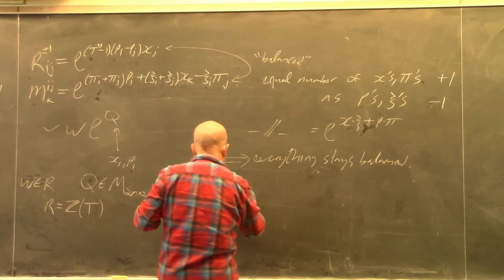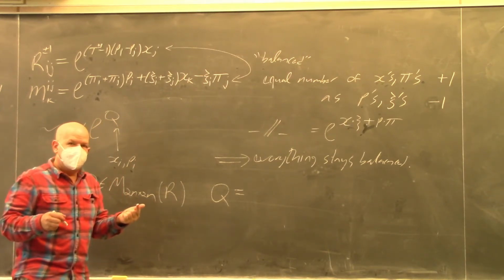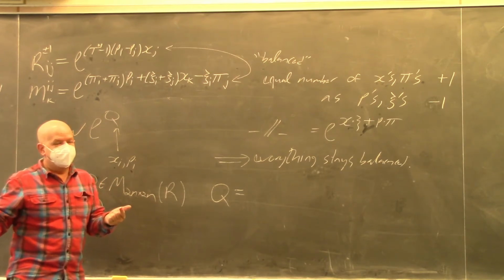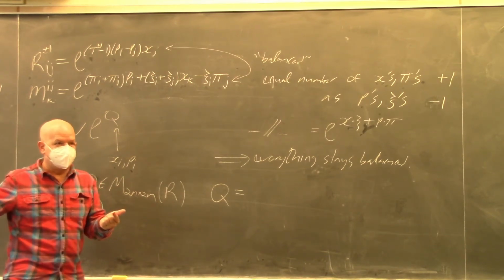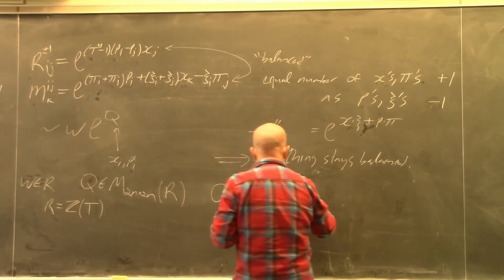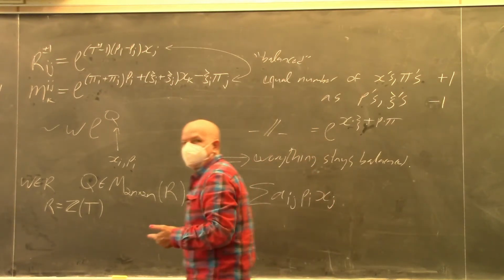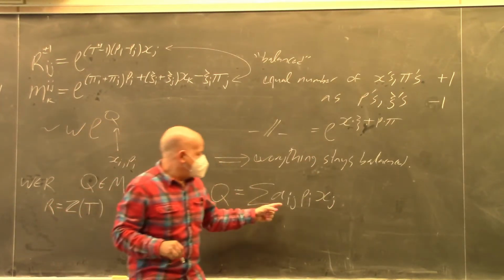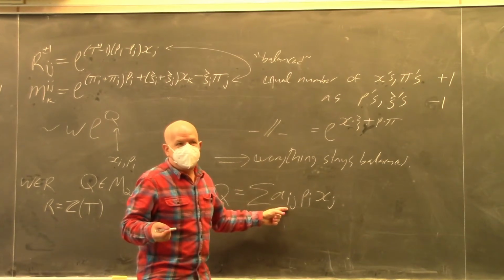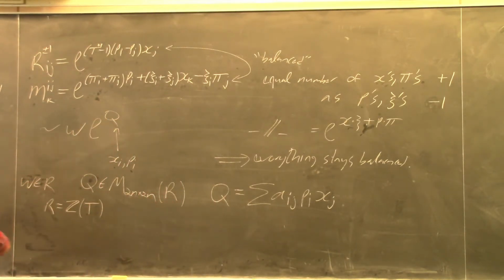It's a quadratic that cannot have pp terms or xx terms. So it only has px terms. So you can write it as the sum of a_ij p_i x_j. But now it's a summation from 1 to n.